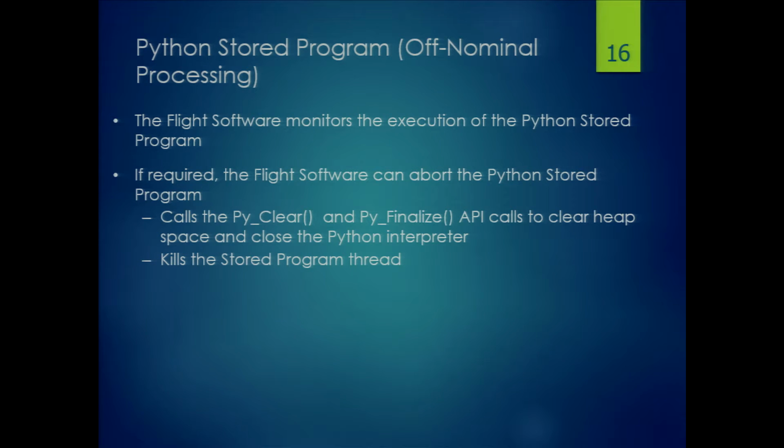One of the things is off-nominal processing. What happens if a stored program goes haywire? It's known to happen. Because of this container scheme, it's nice because if something bad happens, we can just kill the thread. But we don't want to just kill the thread. We want to clear all memory that the stored program used. Something I didn't really mention is that we want only one Python interpreter running. We don't want any orphan or zombie interpreters running out there.